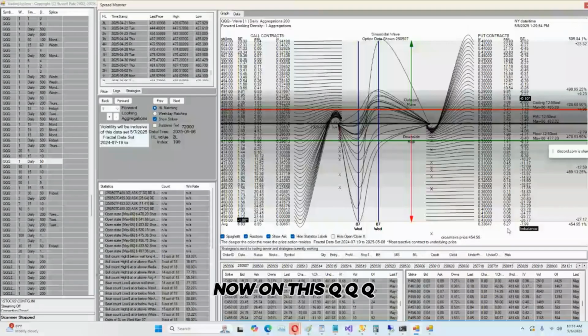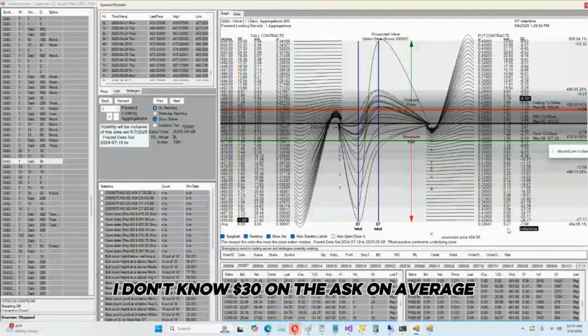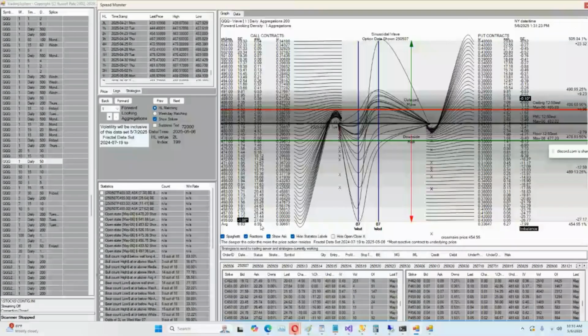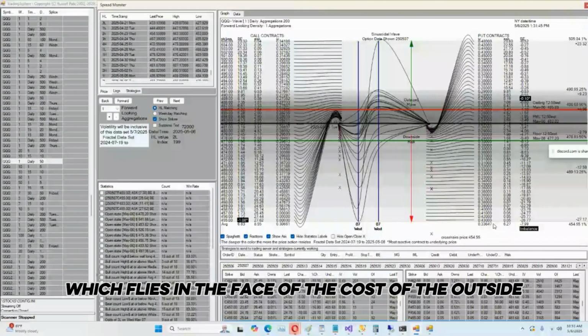Now on this QQQ, I've seen this thing go like, I don't know, $30 on the ask on average, $28 on severe moves, where we really get pulled around. Now, the IV does the same thing. It's averaging out IV. It's at 36.61, 36.47. So right now, the IV is showing a little bit more elevated on the put side, which flies in the face of the cost of the ask side.